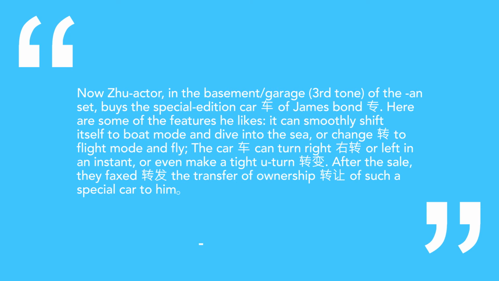Now the ZHU actor is in the basement/garage, third tone, of the AN set. Buys the special edition car of James Bond. So that's the two components. Here are some of the features he likes. It can smoothly shift Juan itself to boat mode and dive into the sea, or change Juan to flight mode and fly. The car can turn right, 右转, or left in an instant, which would be 左转, or even make a tight U-turn, 转变. After the sale, they faxed 转发.